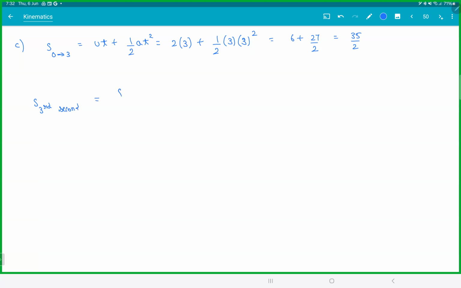Third second is nothing but, can I say like this? Go from 0 to 3, subtract 0 to 2. Calculate from 0 to 3, calculate from 0 to 2, and then subtract them. That should give you 2 to 3, no? So if you calculate from 0 to 2, that would be 2 into 2 plus half into 3 into 2 square. That would be 4 plus 6 is equal to 10. This would be 35 by 2 minus 10. That is 15 by 2.